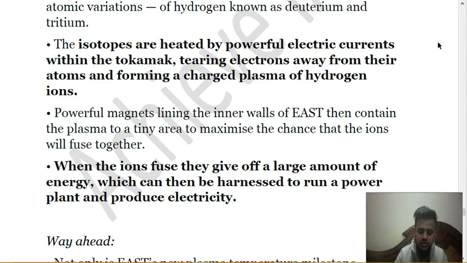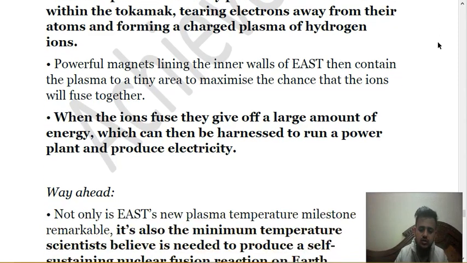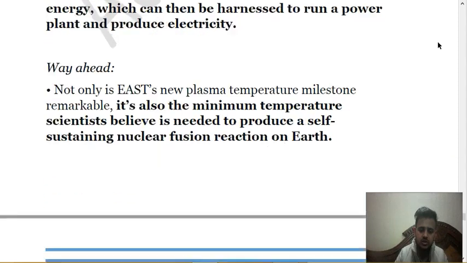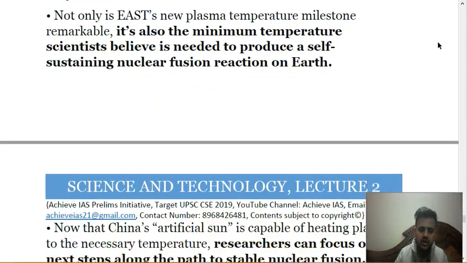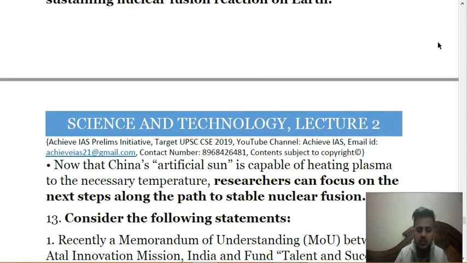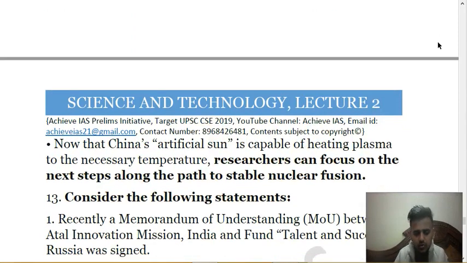So this fusion leads to the release of a huge amount of energy that can be used to run a power plant or to produce electricity. So this is basically China's innovation. Recently it has reached the maximum temperature, that is 100 million Fahrenheit. So let's move on to the 13th question.